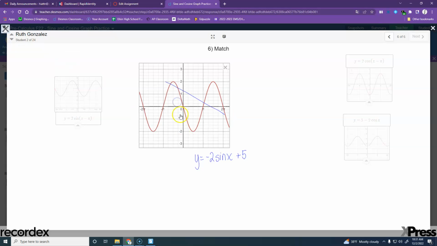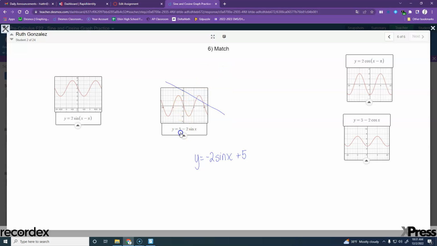Will it let me? I don't think. Oh yeah, it'll let me work on Ruth's here. So if you're Ruth, I'm going to fix yours for you as we go through it.